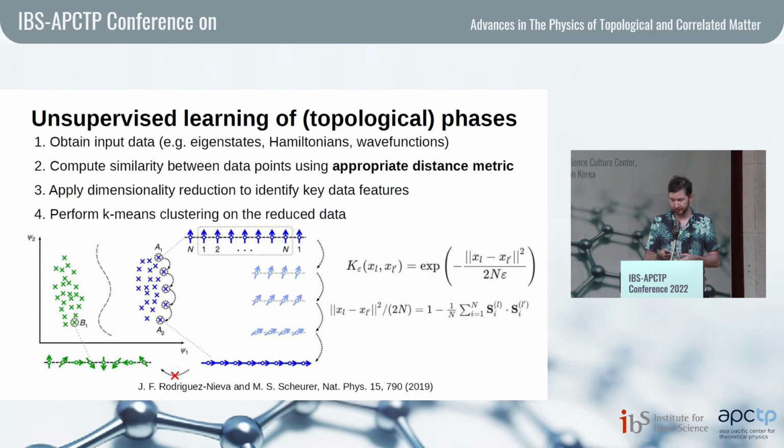For the case of identifying or detecting phase transitions, we would draw this input data set from an ensemble of different model Hamiltonians or model systems. Once we have this input data, then we need to identify a suitable similarity measure for comparing the data drawn from different systems.